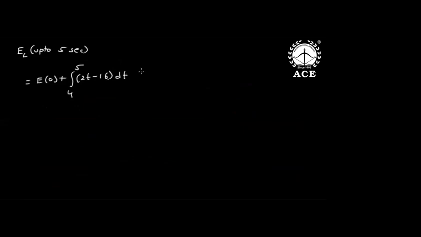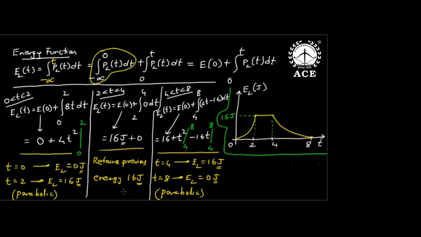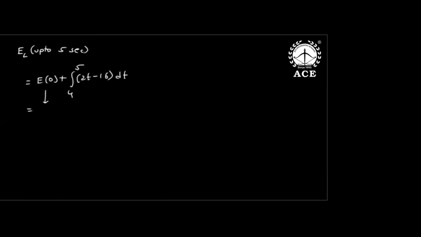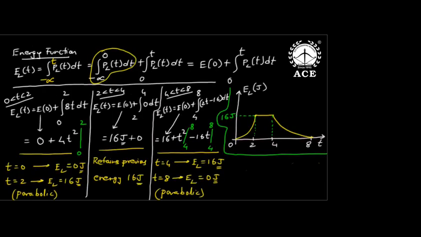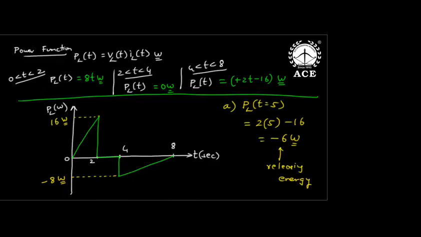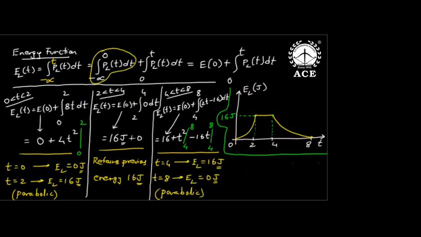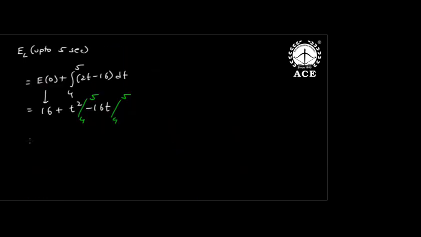Okay, dt. But what is the energy before 4? Before 4 seconds, energy is 16 joules. So it is 16, plus again this becomes t square minus 16t. But you have to limit from what to what? Here we are finding from 4 to 5. Don't misunderstand, sir. Power is an instantaneous function, so we substituted it. But energy is integration. You cannot do it that way. Originally you should do it like this.